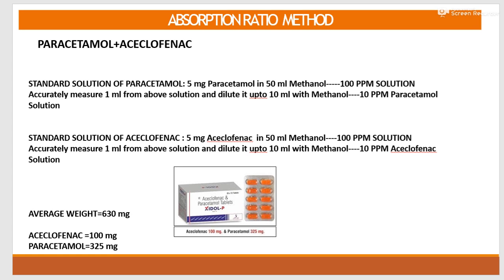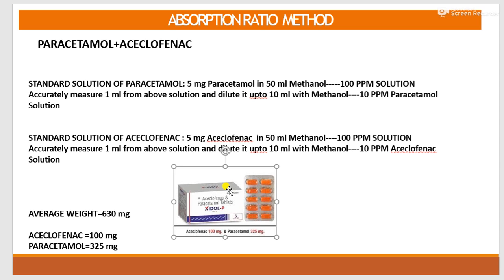Coming to preparation of standard solution: paracetamol is prepared by dissolving 5 milligram of paracetamol in 50 ml methanol to get 100 ppm. From this, you have to take 1 ml and dilute up to 10 ml with methanol to get 10 ppm paracetamol solution. Similarly, you can prepare aceclofenac solution by dissolving 5 milligram aceclofenac in 50 ml methanol to get 100 ppm solution. Draw 1 ml from this and dilute up to 10 ml with methanol to get aceclofenac 10 ppm.